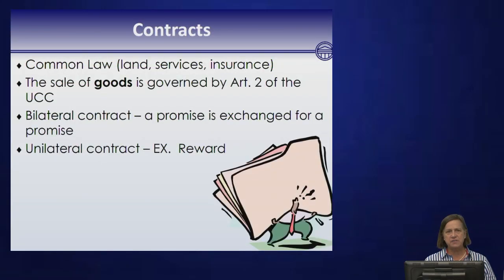Contracts. You learn 2 sets of contract rules. Common law contract rules govern contracts for land, services, and insurance. Then you learn the rules governing the sale of goods under Article 2 of the Uniform Commercial Code. Remember that a bilateral contract is where a promise is exchanged for another promise. And a unilateral contract, a good example of a unilateral contract was a reward case. And so a unilateral contract is formed when the person has to perform an act to accept the offer.